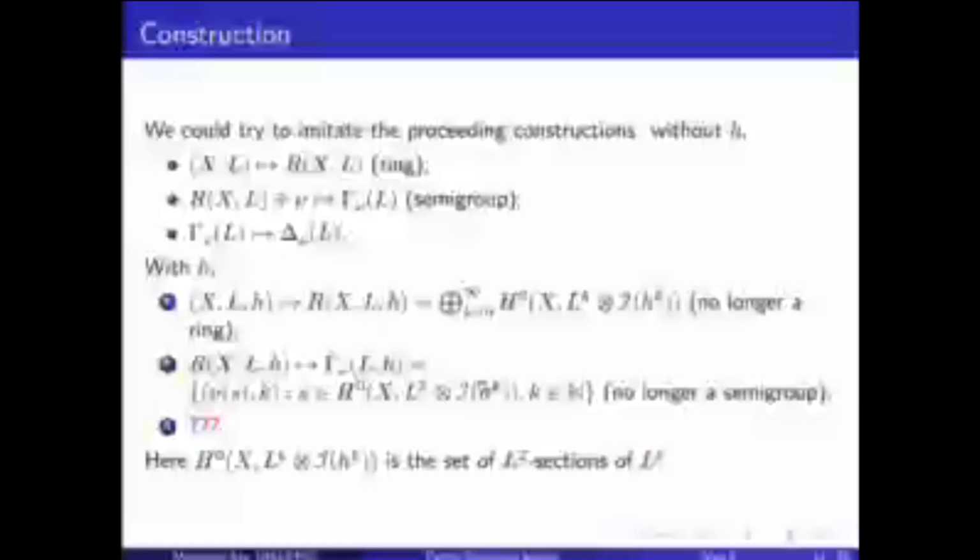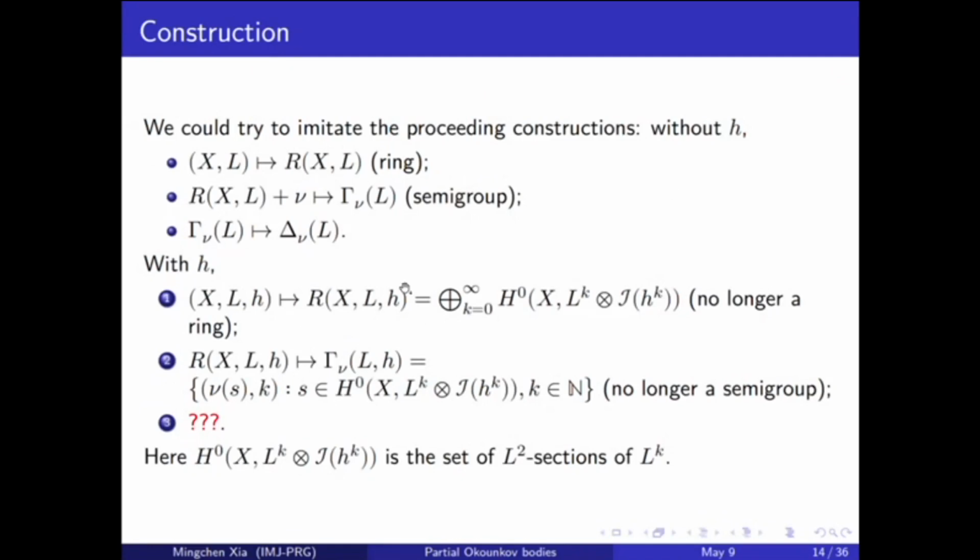So that means all L2 sections of L^k. And we consider all of these valuations, and we put all these valuations together, and we get some object gamma_nu(L, H), which is a bit weird object, since our R is no longer a ring. The corresponding gamma_nu will no longer be a semigroup. All right, if it's no longer a semigroup, then what can we do in the third step? Can we still construct our convex body using the convex hull and take the intersection?